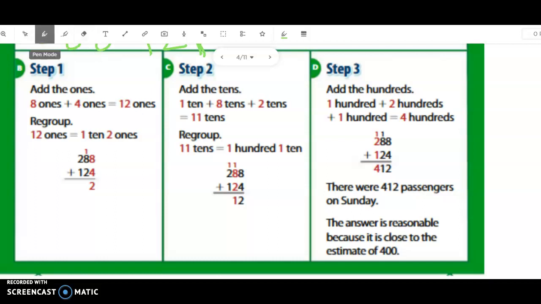Then I can add 1 plus 8 plus 2, which is 11 tens, or 110. So I need to move that 1 to the hundreds place and the 10 to the tens place. Carry it next door and drop it on the floor. 1 plus 2 plus 1 equals 4, 412. Now that is close to 400. So that is a reasonable answer. 412 is a reasonable answer. Let's move on to the next page.